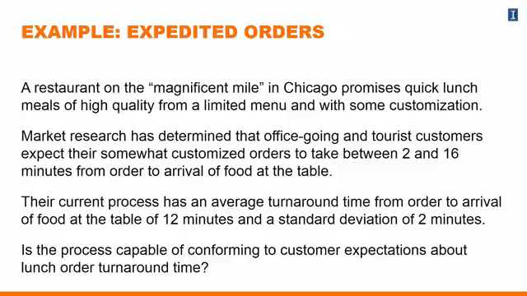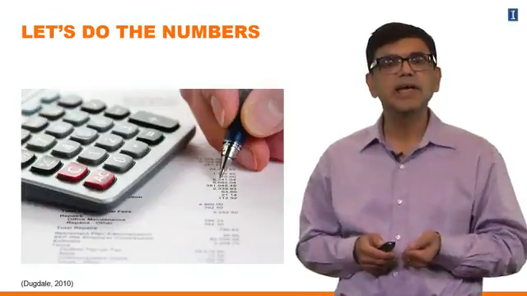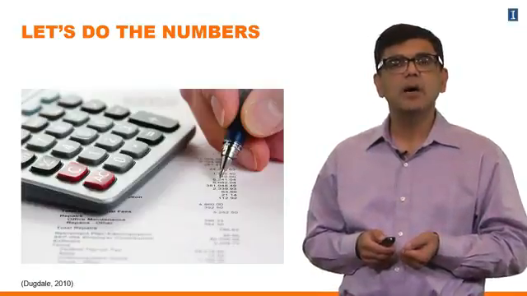Now, remember that we are assuming that this process is in statistical control, that the 2 and 12 represent the inherent capability of the process. So we are quite confident of the standard deviation of 2 and the mean of 12 when we're comparing them with the 2 and 16, the specification limits given to us by the customer. All right, so let's do some of the calculations and see what we can find.